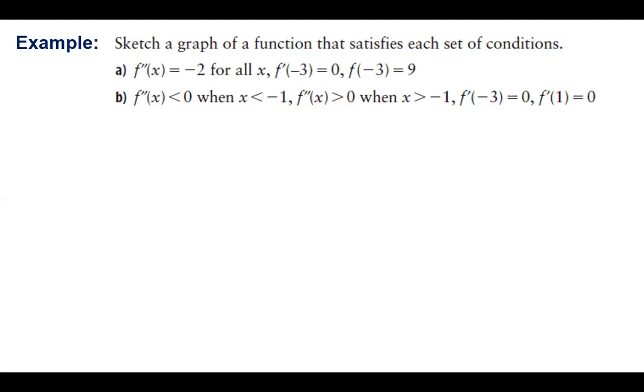Okay, if the second derivative for all x is a negative number, that means the whole domain is an interval of concave down, right? So basically that function could have a graph like this. Then we know the first derivative at x equals 3 is 0. So that means x equals 3 is probably a critical value, right?